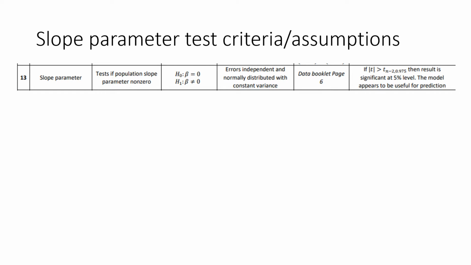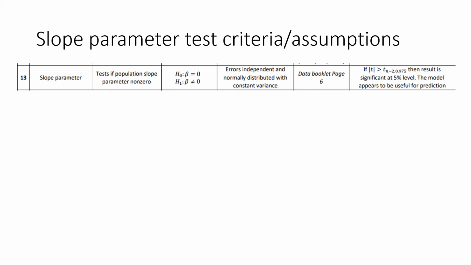Here is an overview of the slope parameter test. So you'll be testing if the population slope parameter is non-zero. Basically, what that means is that you'll be testing that there is a gradient or a relationship between the two variables, so that when you input your linear model, it will be useful for predicting.